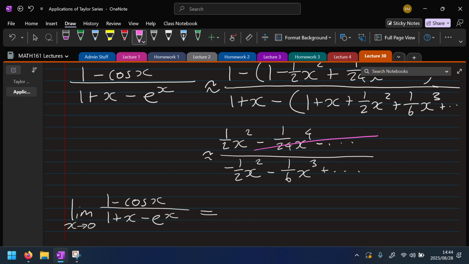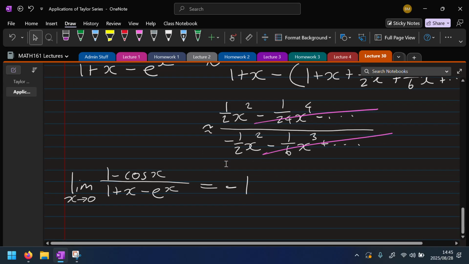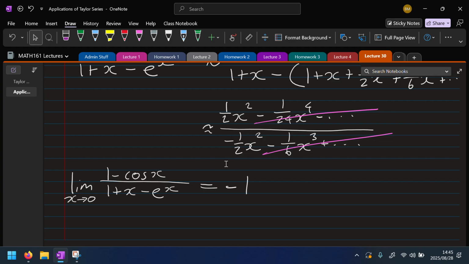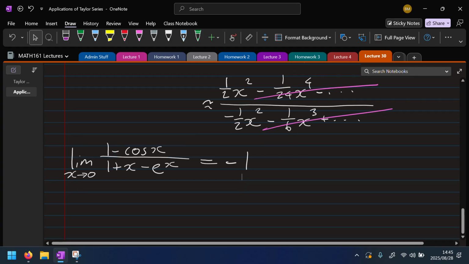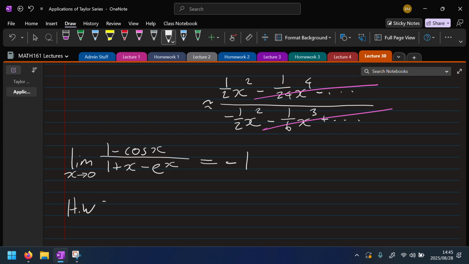Okay, let's look at the bottom. x squared, pretty small. x cubed is even smaller. Everything after that, we ignore. That's all gone. So we have half x squared divided by minus half x squared. What's the limit? Minus 1. And that's it. Again, for homework, check using L'Hopital's rule. You just have to do the derivative once there, and then it'll simplify. So homework, check with L'Hopital's rule.